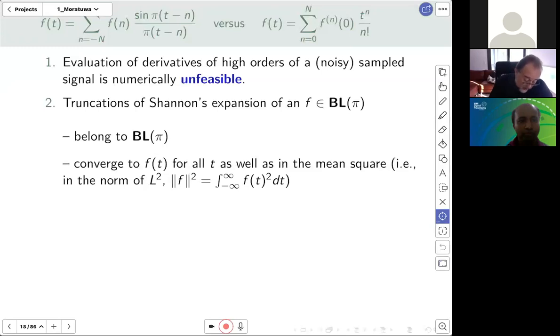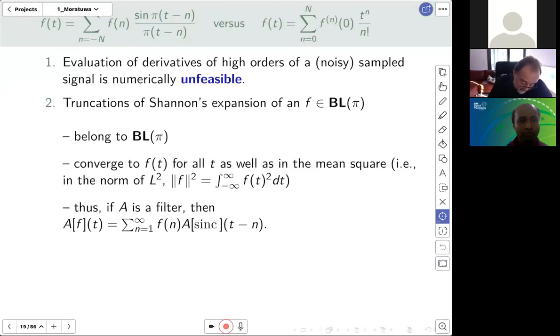And of course, also Shannon formula converges to the signal in the sense of L2 norm, which means that if A is a filter, you can pass through the infinite summation and apply it, and also through the time shifting, and apply it just to the sinc. So if you know what the operator is doing to the sinc, you can tell what it is doing to an arbitrary band-limited signal. And of course, nothing of this is true of the Taylor formula.